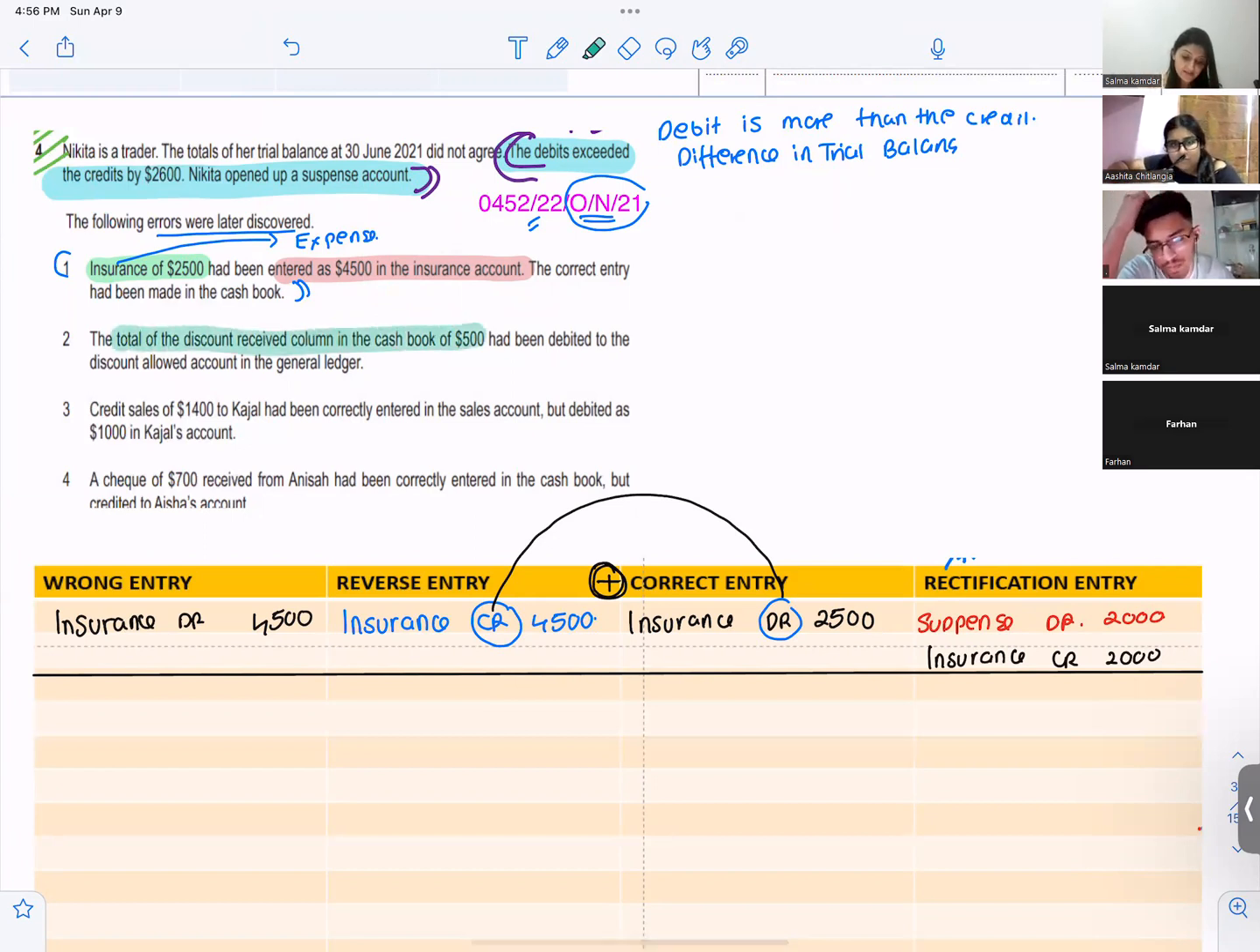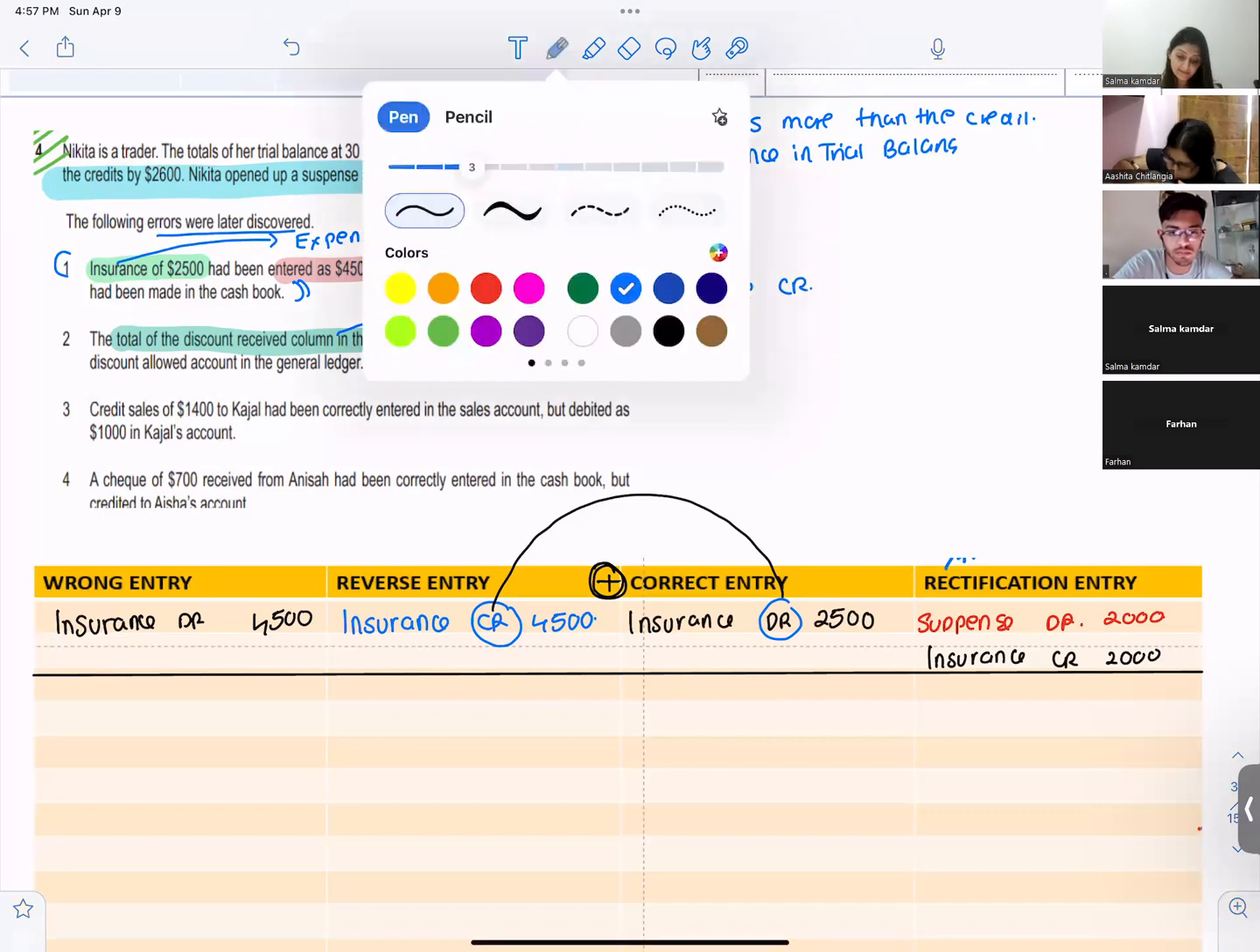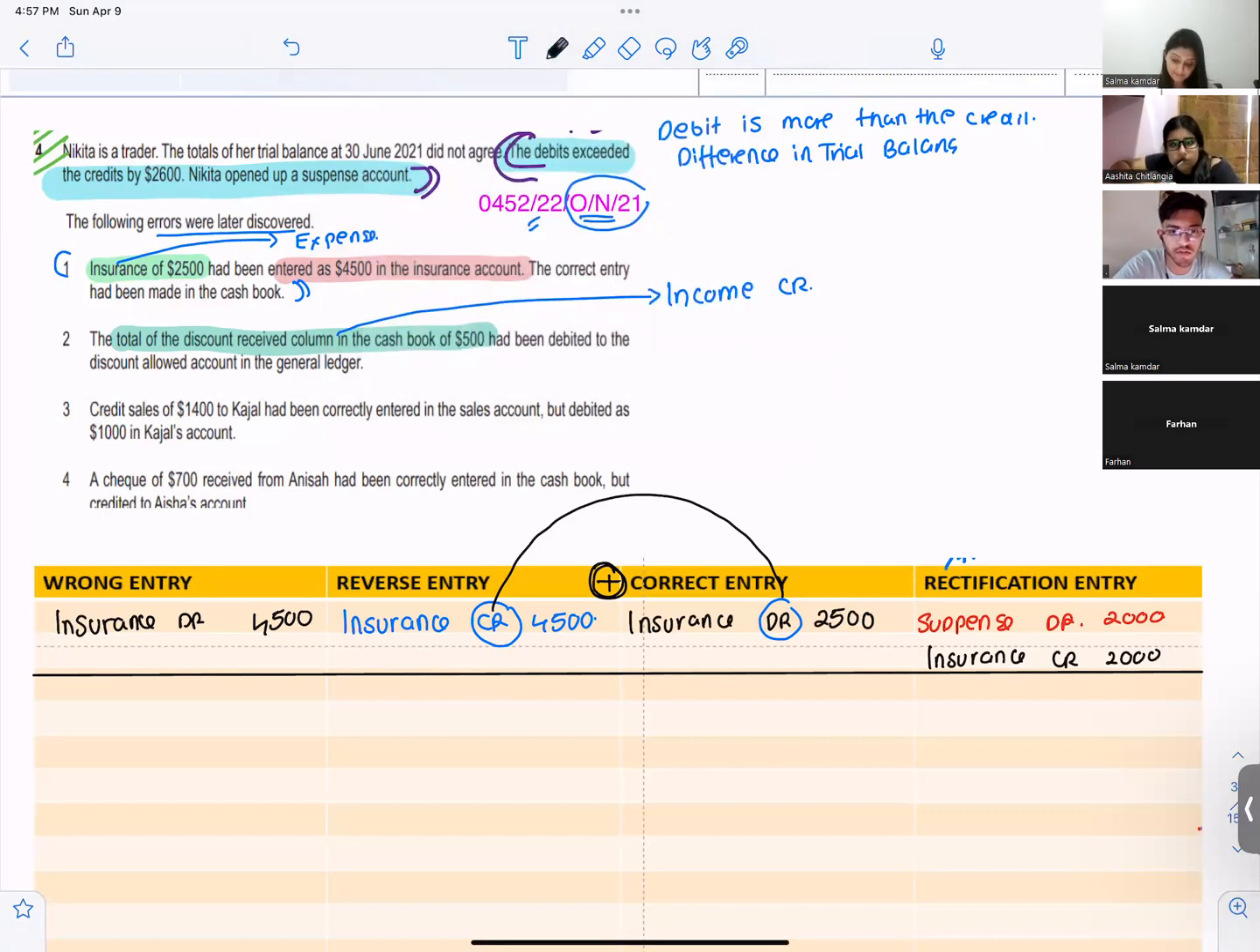Discount received column is how much? 500. Now tell me what is the correct treatment of discount received? Discount received is an income, right? For us, discount received is an income. Income is always credited. So in the correct entry, what will you write? Discount received credit.